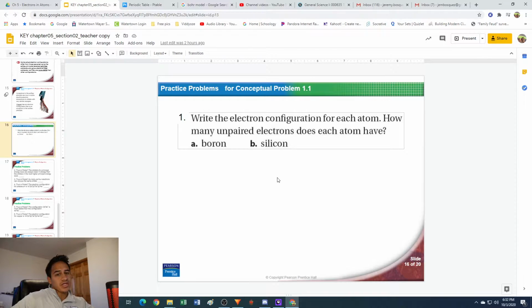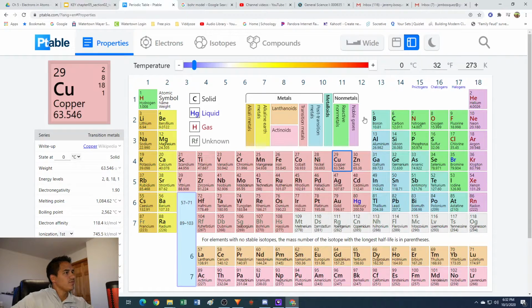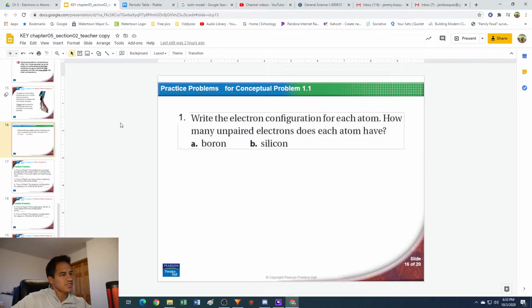All right, so we're going to need a periodic table to do this. I pulled up this one here, I think it's ptable.com. Just Google periodic table, it's the first one. Otherwise, you certainly can pull up the PDF version that is on Schoology. Either one is fine. So let's insert a text box here so we can get started.